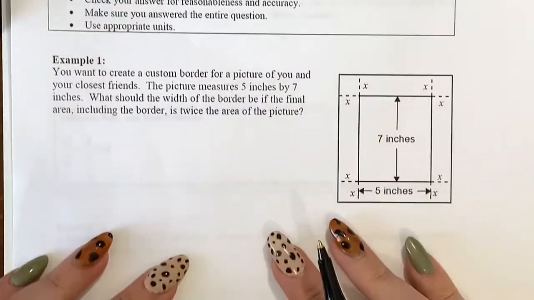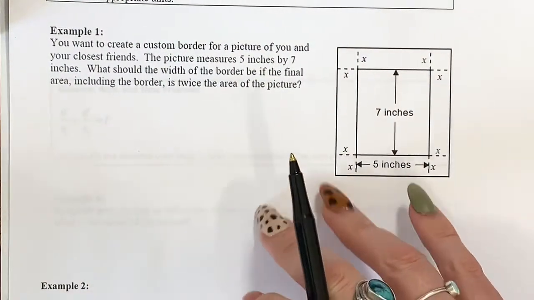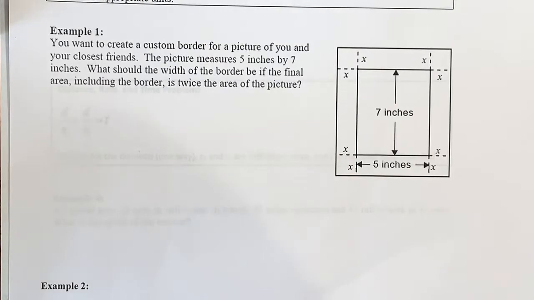So let's get going. Okay, this first example says you want to create a custom border for a picture of you and your closest friends. The picture measures 5 by 7 inches. What should the width of the border be if the final area, including the border, is twice the area of the picture? So first, identifying what we know.